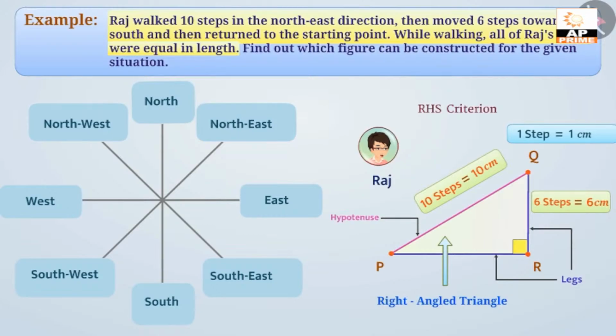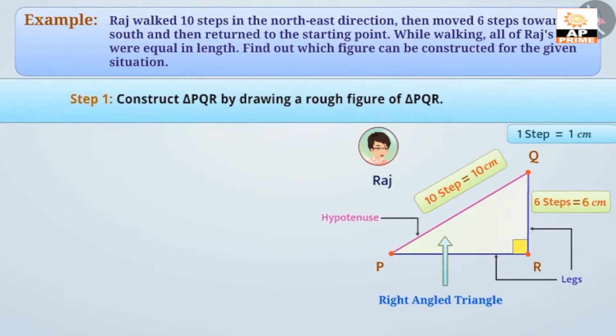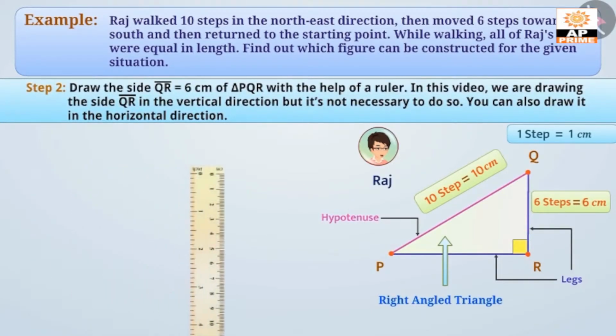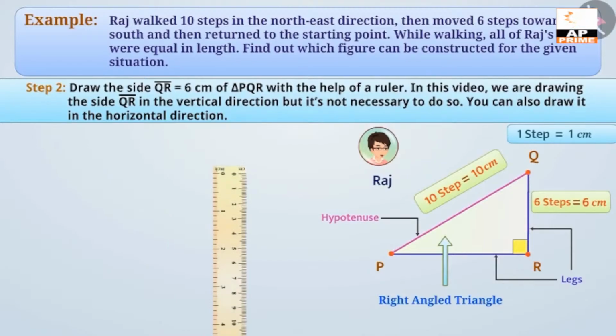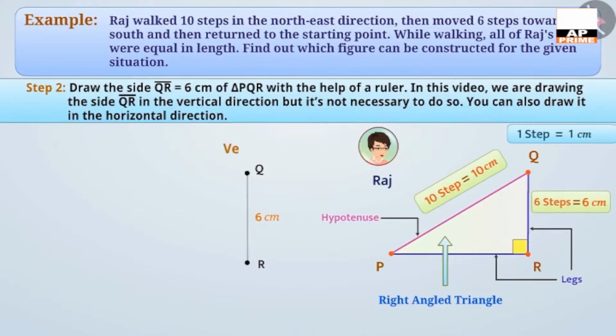So, let us construct a right-angled triangle, triangle PQR. Step 1. We have drawn a rough figure of triangle PQR already. Keeping this in view, we will construct triangle PQR. Step 2. Now, with the help of a ruler, we will draw the side QR of length 6 cm, the same measurement as in triangle PQR. In this video, we are drawing the side QR in the vertical direction. But it is not necessary to do so. You can also draw it in the horizontal direction.